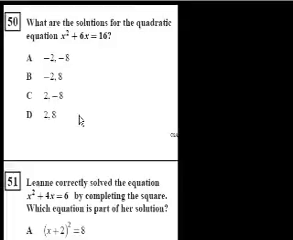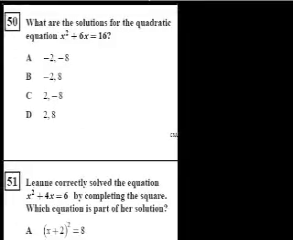Let's see. We're on problem 50. I'll copy and paste 50 and 51. All right. What are the solutions for the quadratic equation x squared plus 6x is equal to 16? x squared plus 6x is equal to 16.